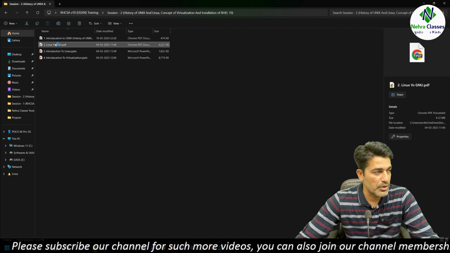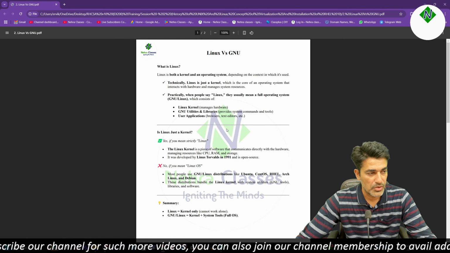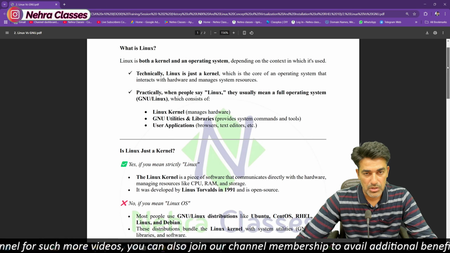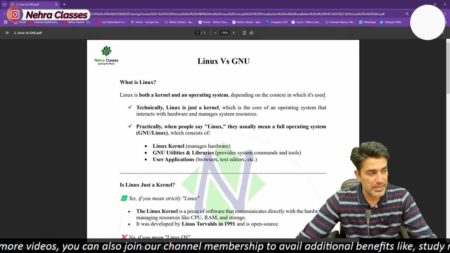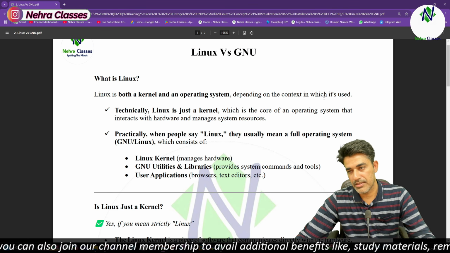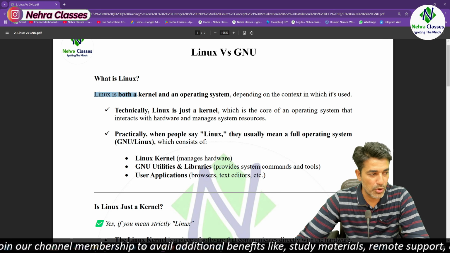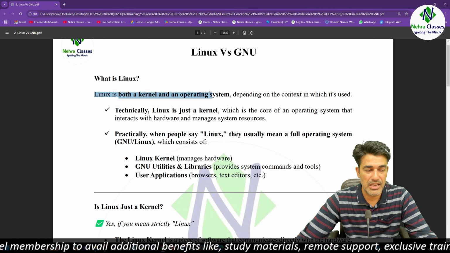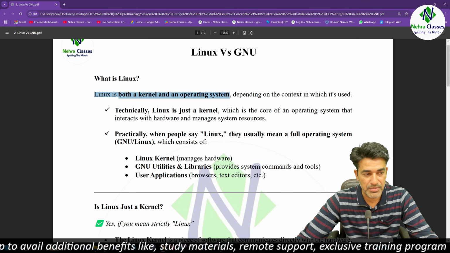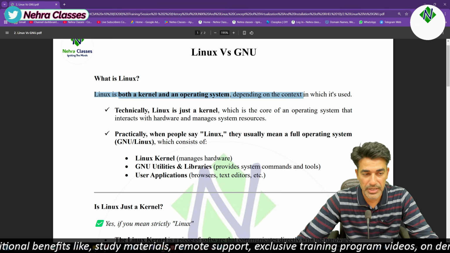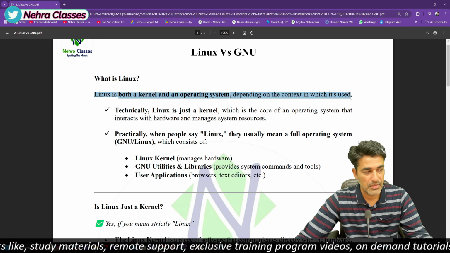Now we will talk about Linux and GNU. So the question which might be coming to your mind is, what is Linux? Linux is both a kernel as well as an operating system, depending on what context you are using this term.